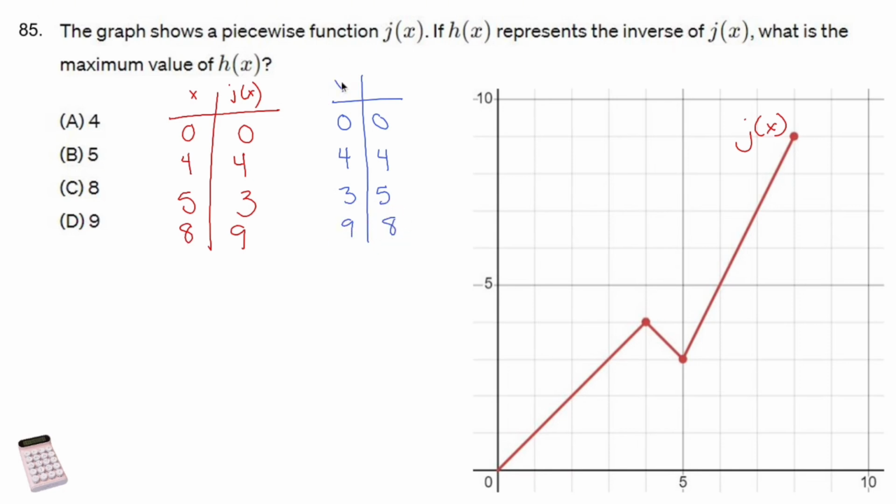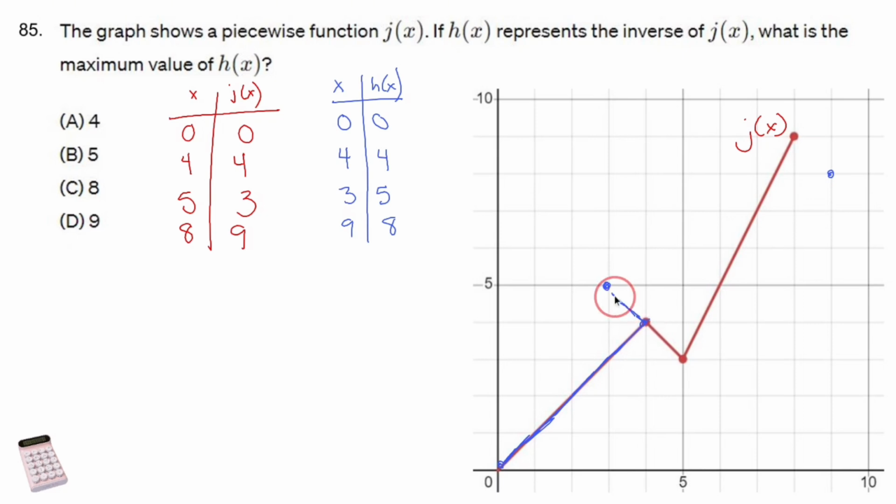Now this is my h of x function. If you wanted to graph it, you could put a dot here, 3, 5 is a dot here, and then 9, 8 is a dot here. So you would connect these two. Now, by the way, if you're wondering why it hasn't changed here, graphically, the inverse is a reflection over the y equals x axis. This part right here is the graph y equals x. So this is a reflection, so nothing changes.